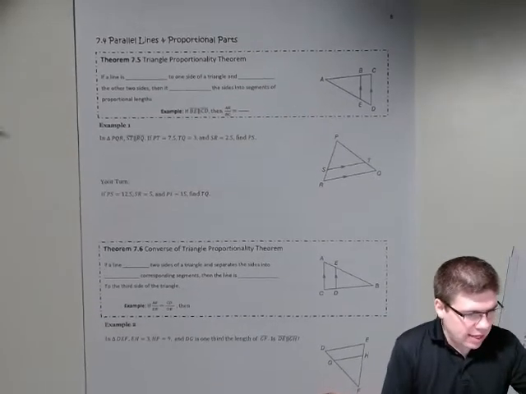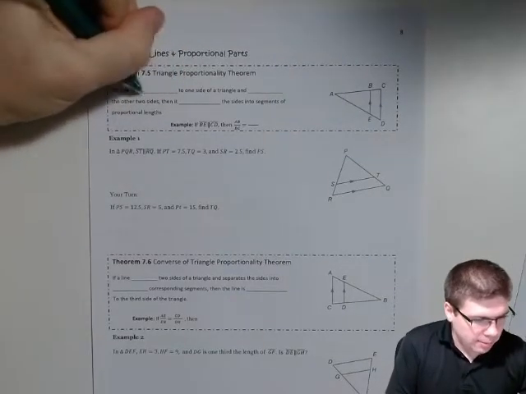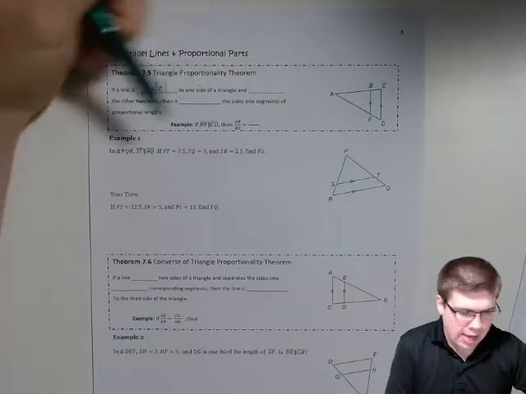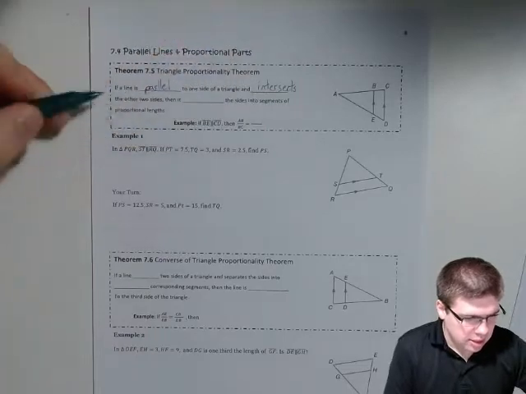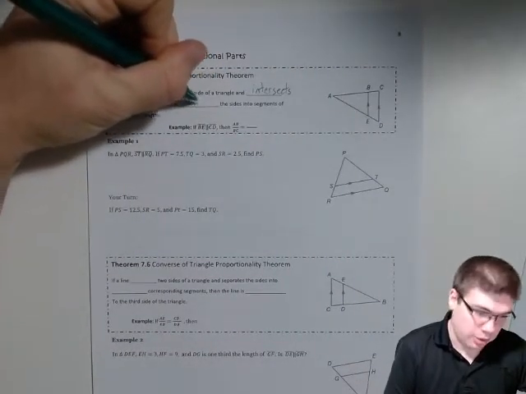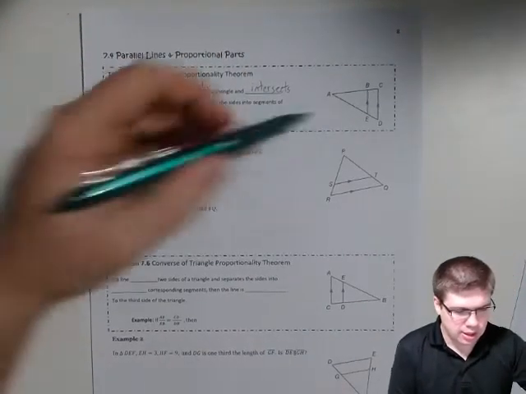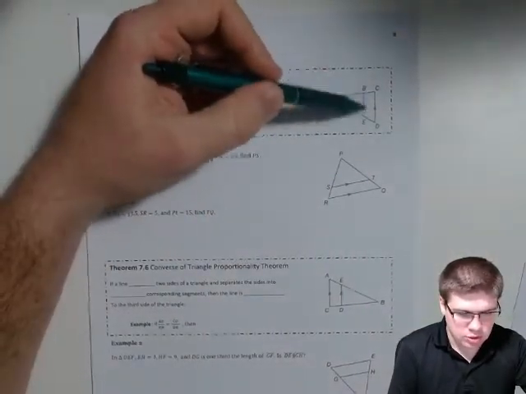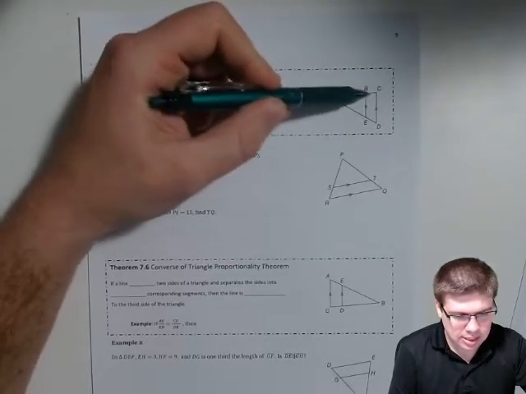So if a line is parallel to one side of a triangle and intersects the other two sides, then it divides the sides, or splits, into segments of proportional length. So here's my parallel line that intersects the two sides of the triangle. It's parallel to one side, intersects the other two. It's going to split those into proportional lengths.